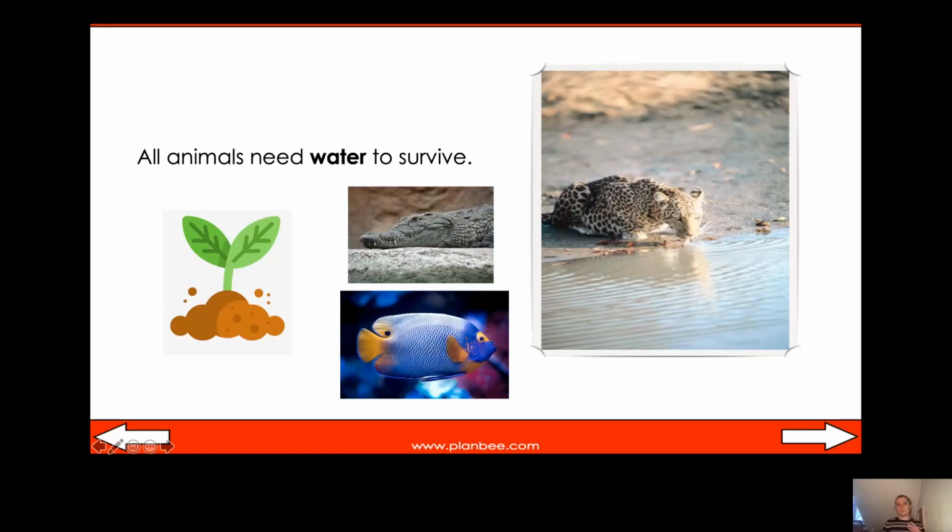Now, different animals get water in different ways. Okay, and some animals need more water than other animals. Now, what different ways can animals get water? Well, the first way in which animals can get water is from plants. So, for example, if you're an omnivore or a herbivore, you will get lots and lots of water from the food that you eat. So there we go. There's one way in which you can get water in order to survive.